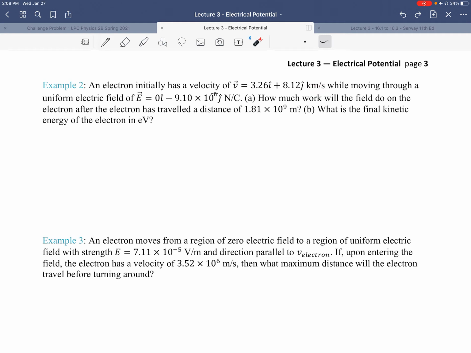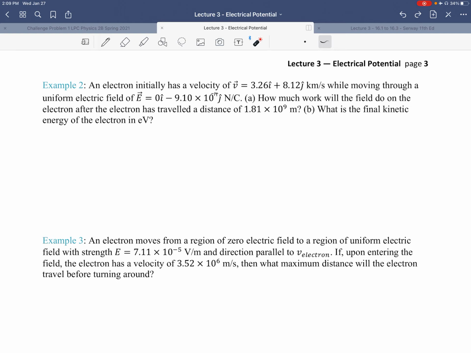While moving through a uniform electric field of 0 in the x direction and then negative 9.1 times 10 to the negative 14 in the y direction. Okay? Now this is a very, very small force. I originally had a different value here, but it ended up being too strong. So our electric field strength here is very small.